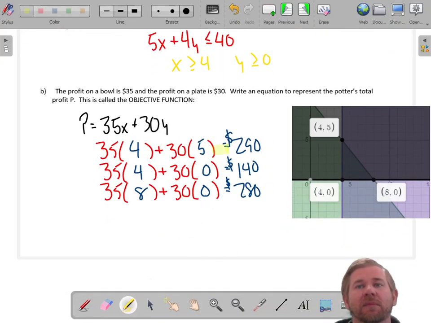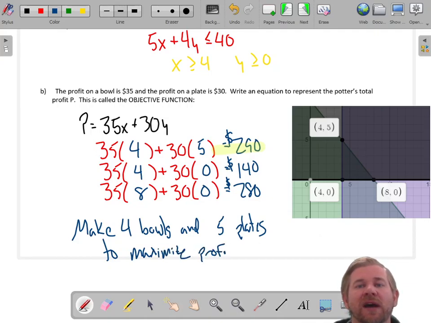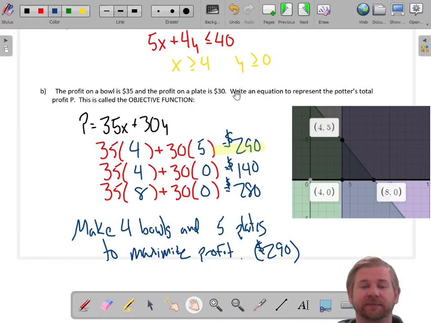Turns out the most you can do is 290. So you should make 4 bowls and 5 plates to maximize profit. The way you would maximize profit, the amount of money you would make is $290. The most amount of money you can make here with those constraints is $290. And that's what we're trying to do, is make the most money, trying to profit.